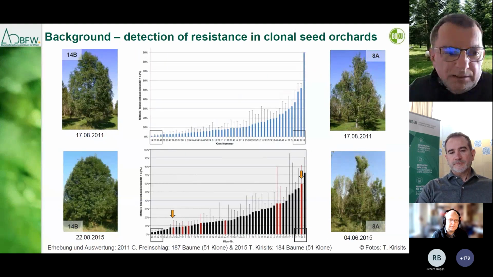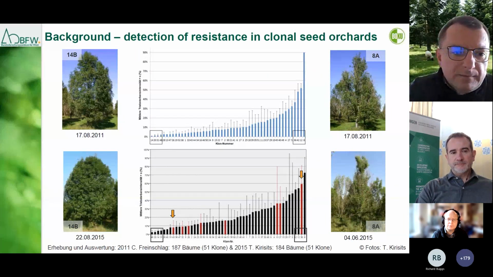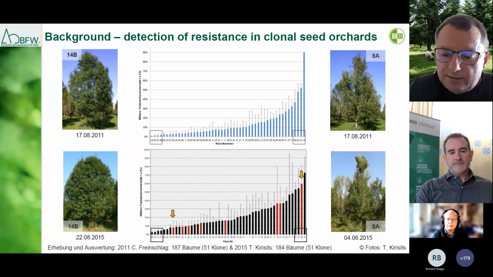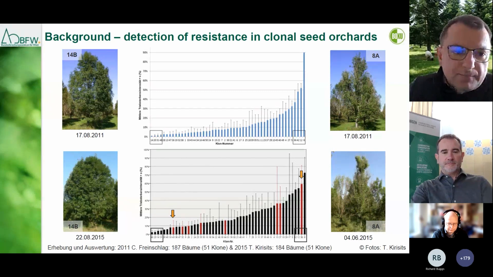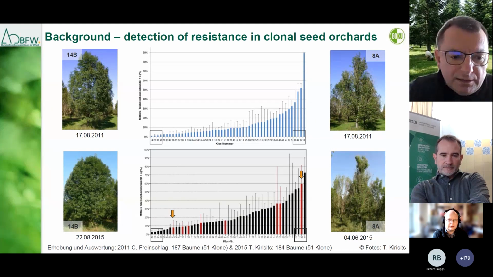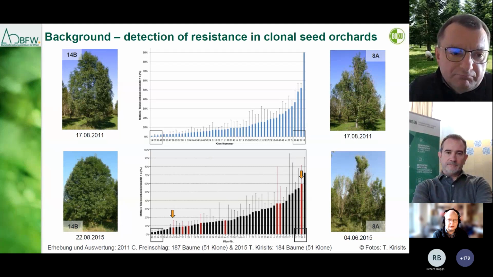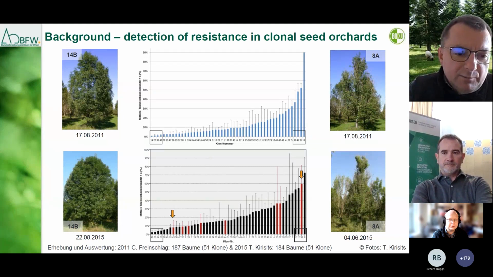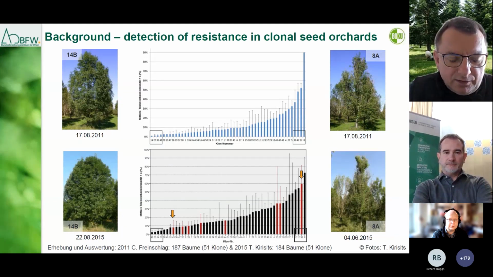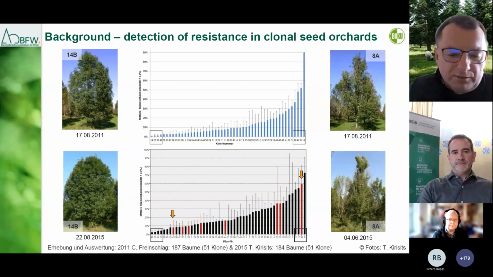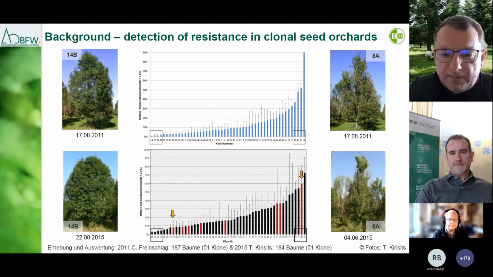And then Thomas Kirisitz, very early, already in 2011, started to evaluate some of the clones in one of our ash seed orchards. And he could show that over the years, this disease incidence pattern stayed constant. So the same clones stayed healthy and the same clones deteriorated in the disease occurrence.